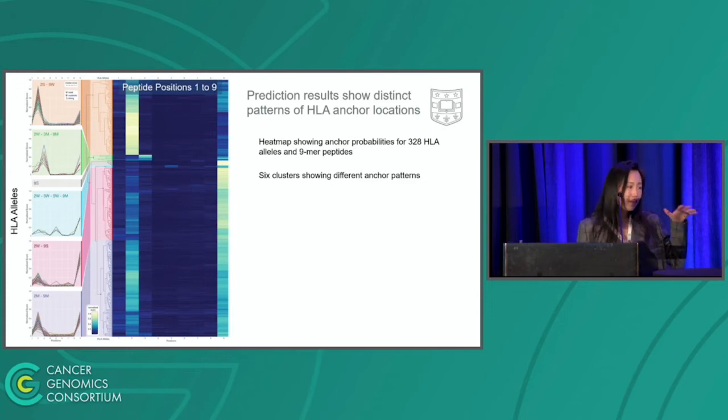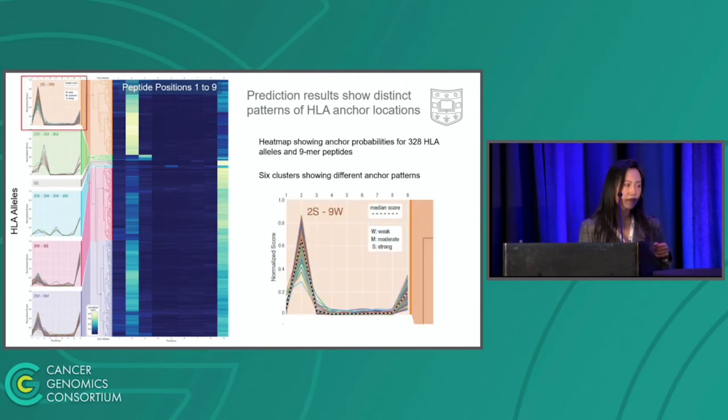And we can see on the left-hand side that there are 6 clusters that we made showing different anchor patterns of all of these HLA alleles. If we zoom in into one of the clusters, so we're zooming out to the top left here, you can see that on the y-axis, we have the normalized anchor score plotted. On the x-axis, we have the peptide positions plotted. And for this specific cluster, we're seeing a really strong anchor signal at position 2, and then a weaker signal at position 9.